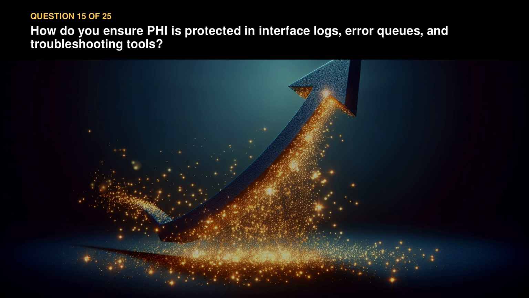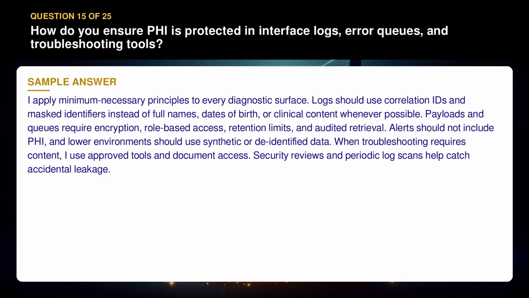Question 15. How do you ensure FHIR is protected in interface logs, error queues, and troubleshooting tools? I apply minimum necessary principles to every diagnostic surface. Logs should use correlation IDs and masked identifiers instead of full names, dates of birth, or clinical content whenever possible. Payloads and queues require encryption, role-based access, retention limits, and audited retrieval.